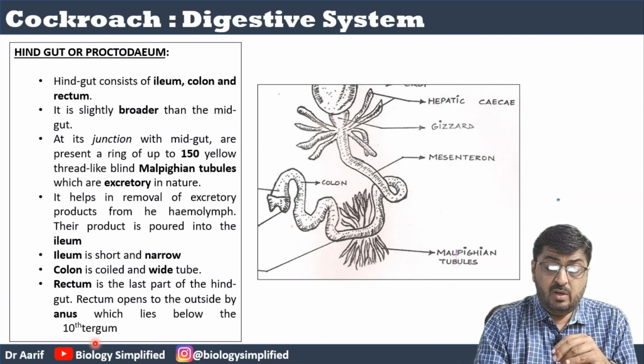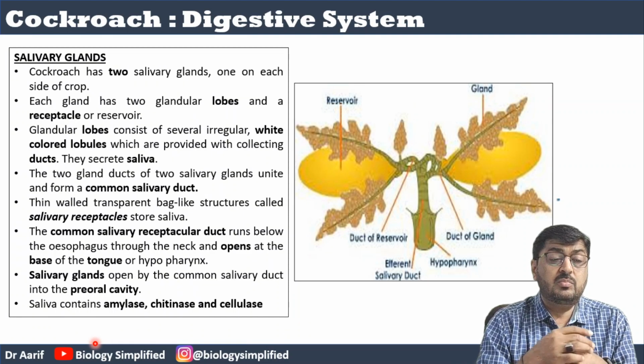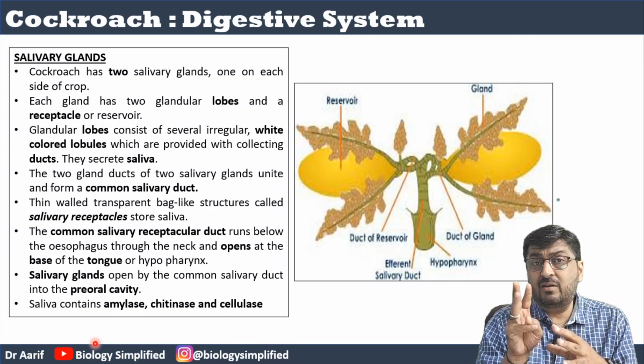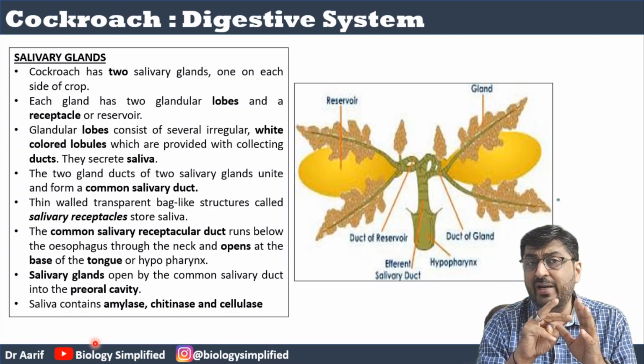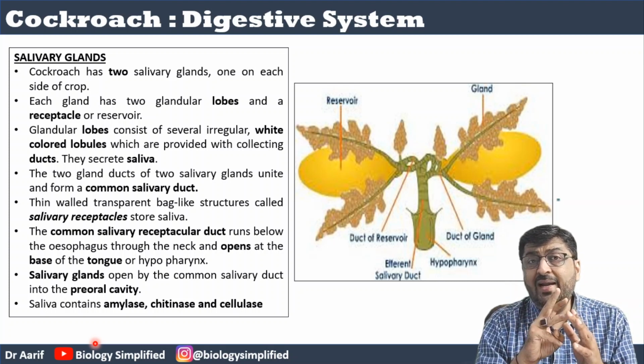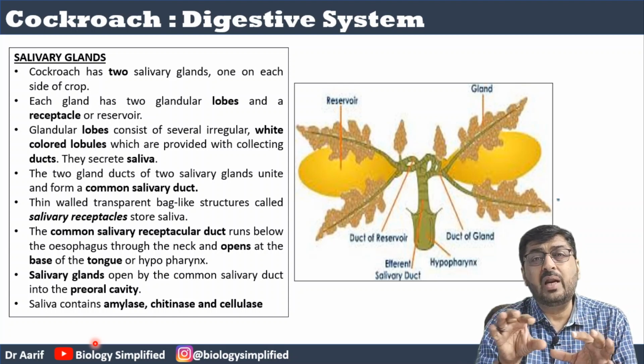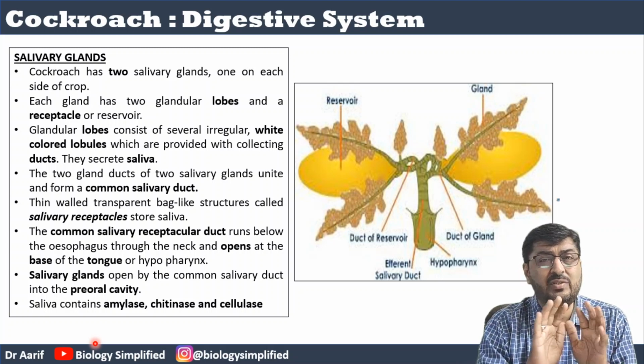ठीक है? Now coming to the salivary glands, right? I said there are 3 glands. Salivary है, hepatic CK जो already हमने पढ़ा अभी, and glands of mesenteron, right? Whatever glands are present in the stomach area, midgut area called as glands of mesenteron, which is not there for us.